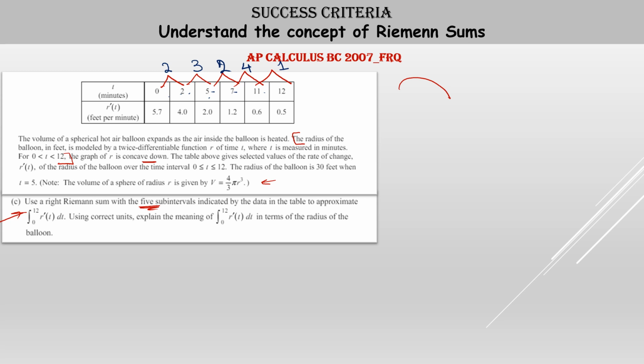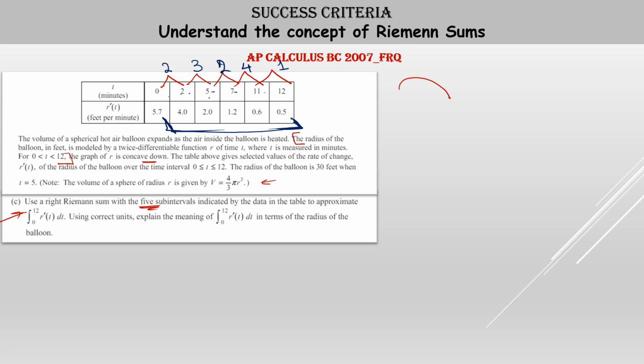Now after that we have r prime of t in feet per minute, which is the rate of the radius of the balloon in feet. So how can we calculate it using a right Riemann sum? When we have a right Riemann sum, I told you that we start from the right side, and we leave the first value. This is how we do the right Riemann sum.